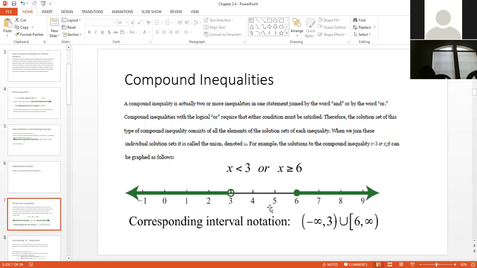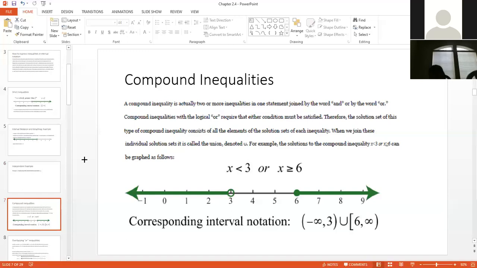So x is less than 3. The lower bound is negative infinity. The upper bound is 3, not included. 3 is not included, so we add parentheses. Infinity is not a real number, so there's parentheses. The upper bound for x is greater than 6 is infinity. So infinity, parentheses. 6 is included because it's greater than or equal to, so there's brackets on the 6.